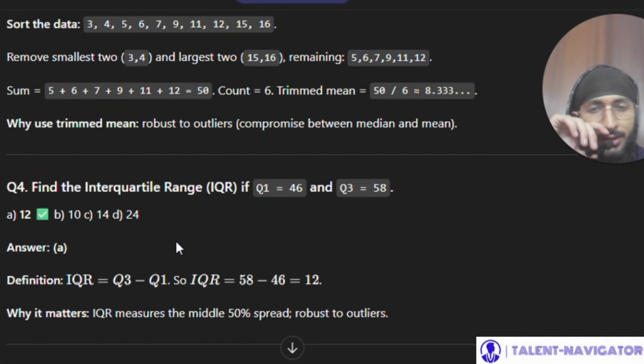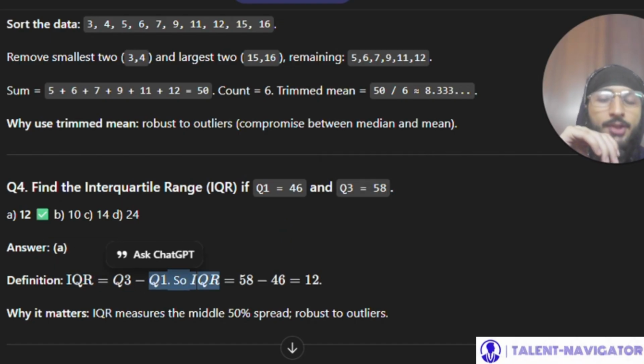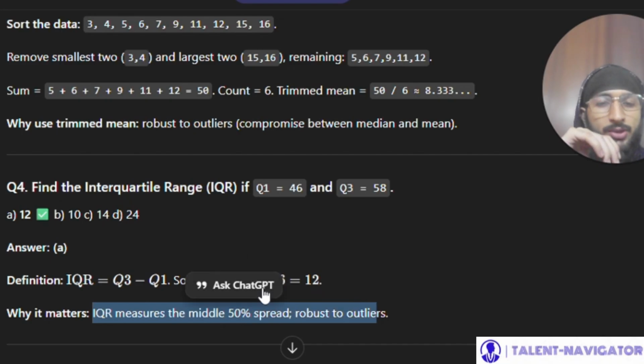Now find the interquartile range. If Q1 is 46 and Q3 is 58, the interquartile range is Q3 minus Q1. So IQR becomes 58 minus 46. IQR measures the middle 50% spread, and it is robust to outliers.